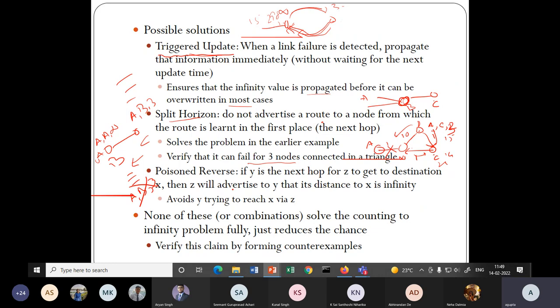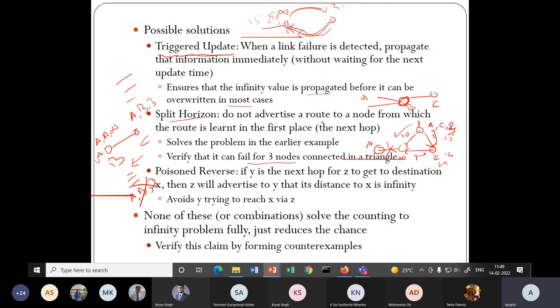Poison reverse is just the other way. So split horizon says, do not send anything to the next stop. Poison reverse sends it, but sends it with infinity, which is basically saying don't route through. So this is just 2 ways of saying don't route through me. Split horizon said, don't route through me because I'm not telling you that I have a route. Okay, I'm not sending you anything.